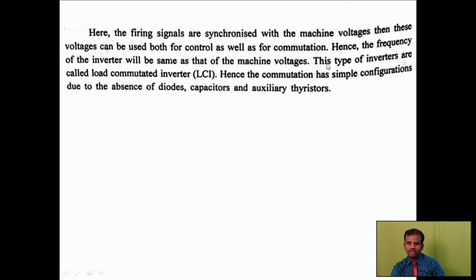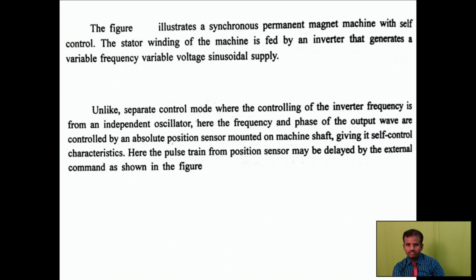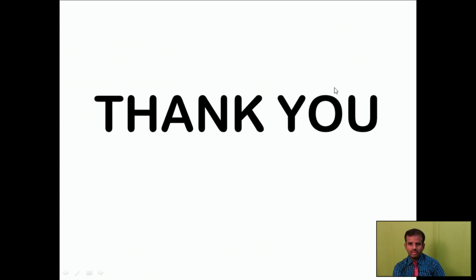This type of inverter is also called a load commutated inverter, represented as LCI. Here the commutation has a simple configuration due to the absence of diodes, capacitors and auxiliary thyristors. Here I have to use only an inverter, a control circuit and a synchronous motor. So it is a very simple configuration due to the absence of diodes, capacitors and auxiliary thyristors. Thank you.